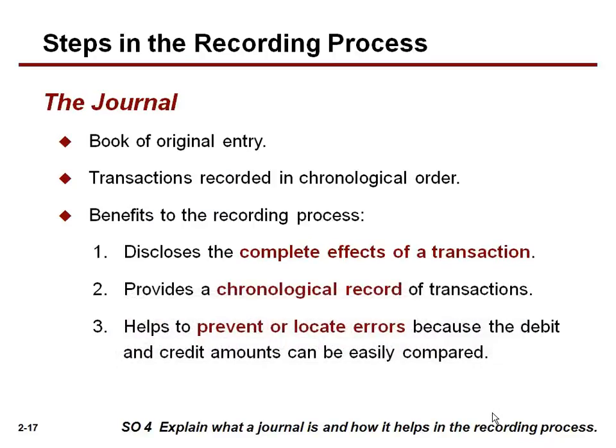Let's look at the journal first. It's called the Book of Original Entry. It's like a diary. Transactions are recorded in chronological order. Again, transactions are economic events that affect financial condition. That is, they're recorded because they affect either an asset position, a liability claim position, or an owner equity claim position.